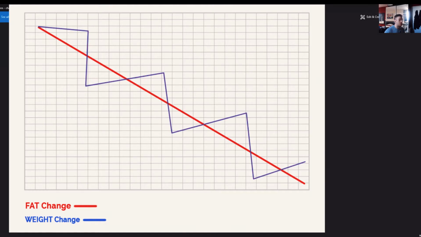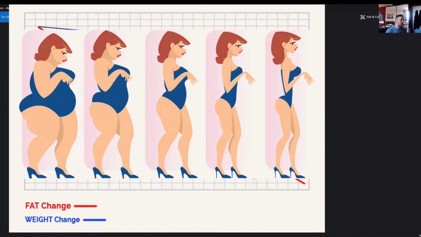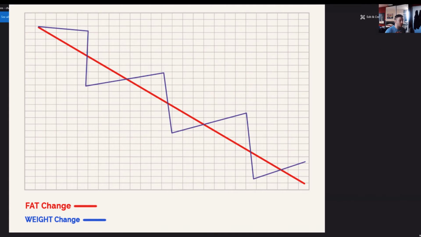Another way is to take progress photos. Every couple of weeks you can take progress photos, and then you'll be able to see the differences in your body, and that's what you really want. You want to look smaller. Who cares if the scale says you weigh 200 pounds if you look amazing? I know that's a bad example, but it doesn't matter what the scale says.